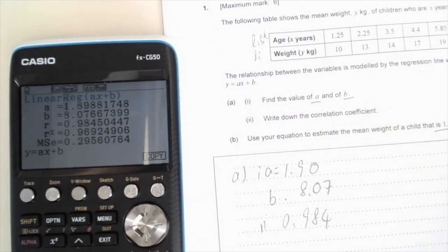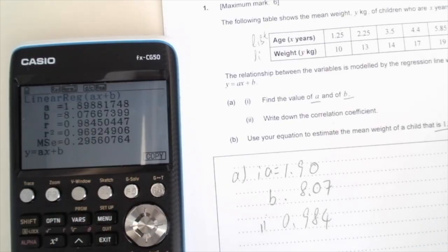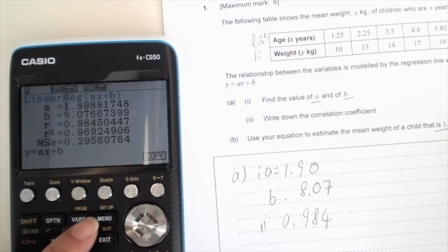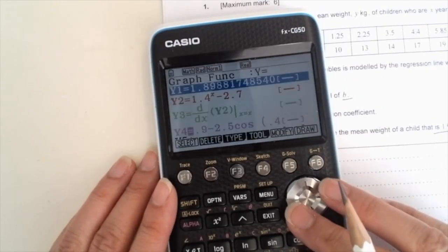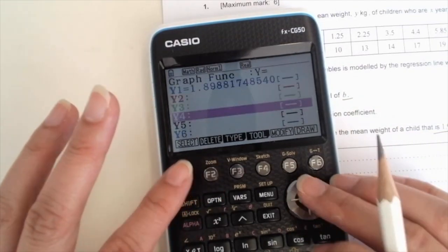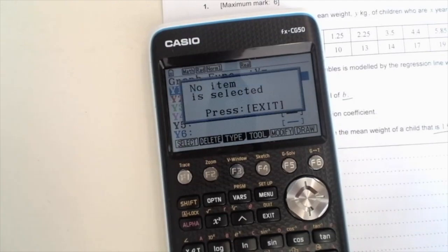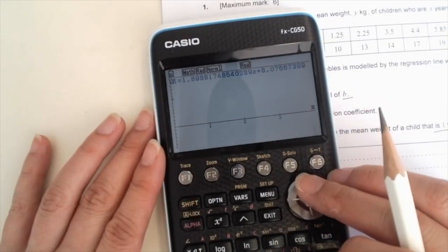Then we move on to estimate this question. I am lazy, so I will just copy and press enter, then we get our first equation. So now we go to graph, where I had some other things previously, so I delete them. It's not selected, so you see nothing. Make sure you select it, and then there we go with our equation.